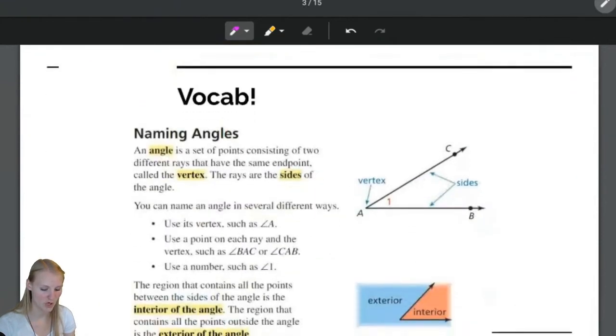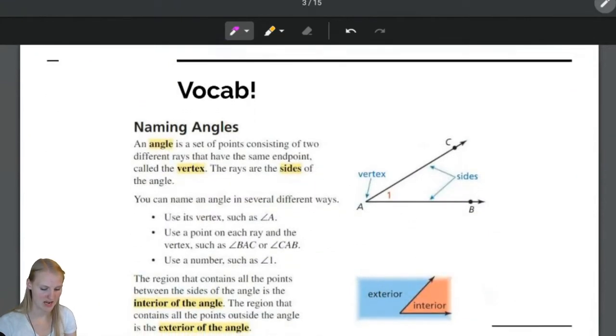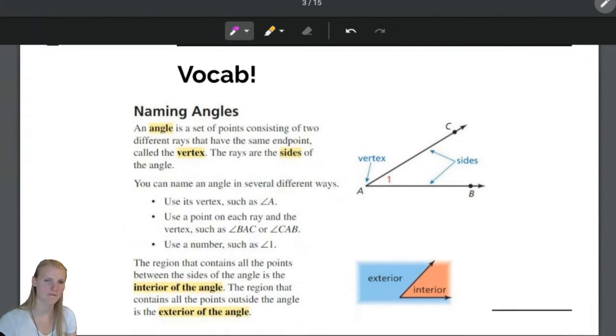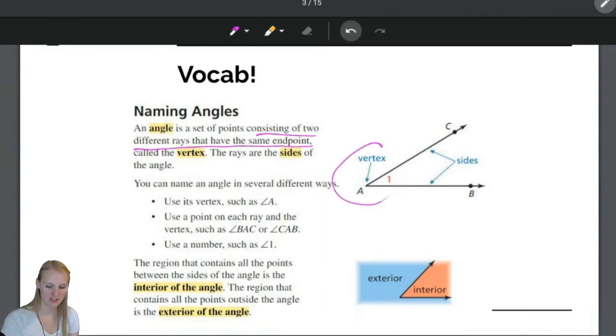Alright, vocab! An angle. What is an angle? First time we're officially talking about angles. An angle is a set of points consisting of two different rays that have the same endpoint, called the vertex. So you're going to see this a lot. The vertex is like the corner of a shape or an angle.